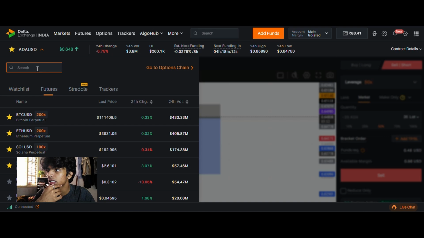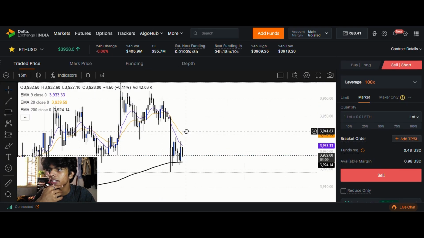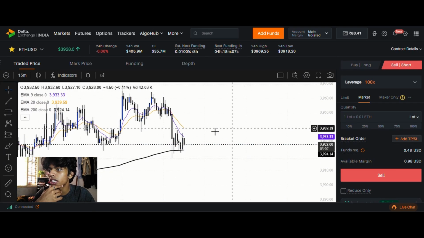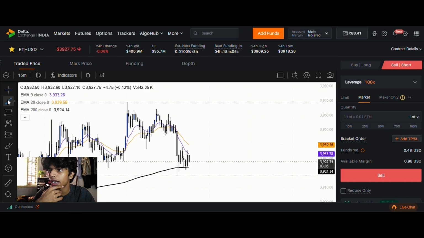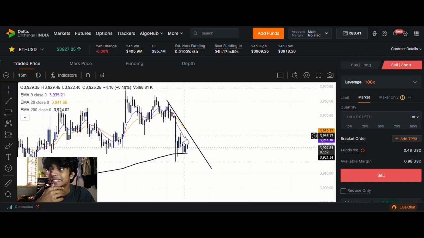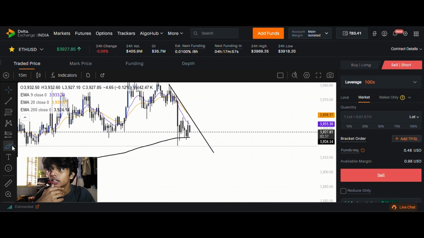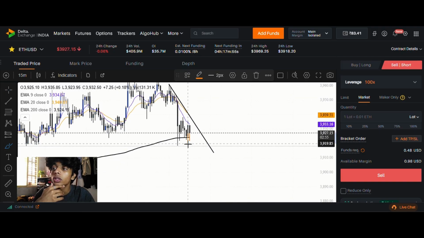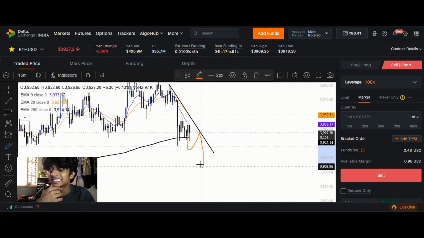And over here, Ethereum, if we see, Ethereum is right at the 200-day moving average. I'm going to draw a trend line over here. If this breaks the trend line towards the upside, I'm going to look for buys. And if this forms a trap, and then if it breaks downwards without forming a trap, then I'm going to look for sell after it takes the support off of this trend line.